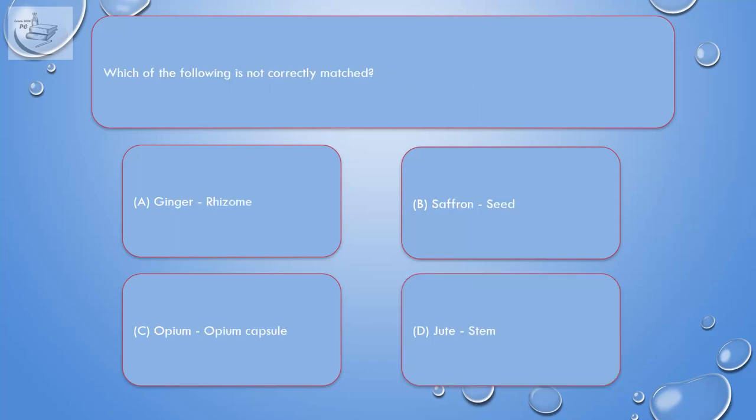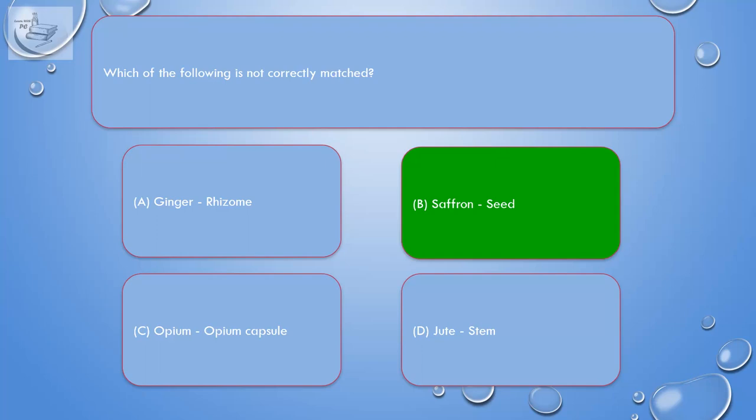Question: which of the following is not correctly matched? A. Ginger. Rhizome. B. Saffron. Seed. C. Opium. Opium capsule. D. Jute. Stem. Correct answer is B. Saffron. Seed.